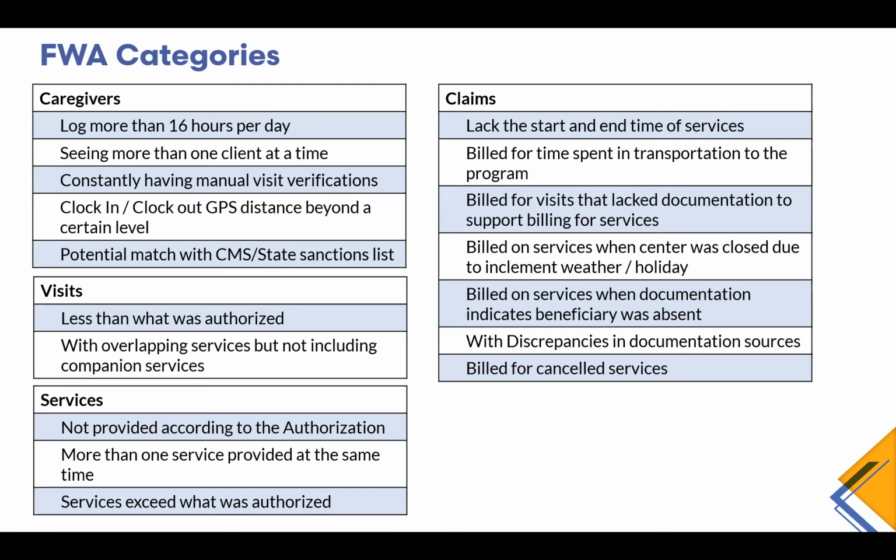The fourth one is where clock in and clock out GPS distance is beyond a certain level. So this is the example that I gave, and also the example where the member was in Washington DC and the caregiver was sitting in London or Paris. And the last one that you see under that section is a potential match with either the federal or the state sanctions list. So this is an example where a caregiver or a provider is listed on the exclusion or the sanction list, and we want to alert the agency or the plan as soon as we find that out.